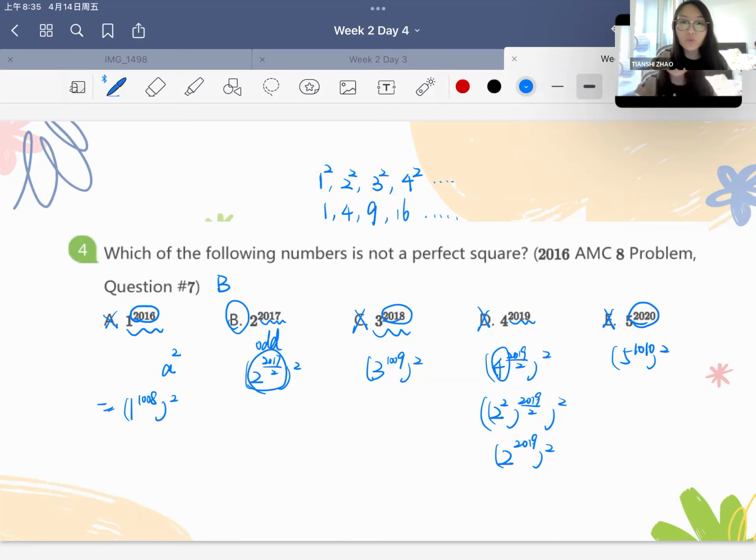So for this question, we can find the connection between whether the number is a perfect square and whether the exponent can be written in the form of an even number. If we can rearrange the number and make the exponent become an even number, then it can be written in the form of a perfect square. But if in any case the exponent cannot be written in the form of an even number, then this number is not a perfect square.